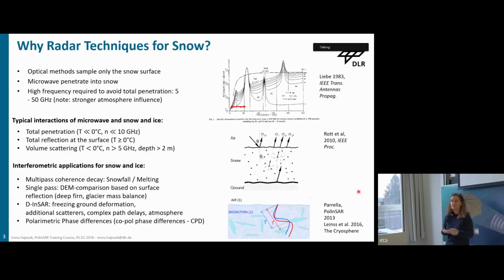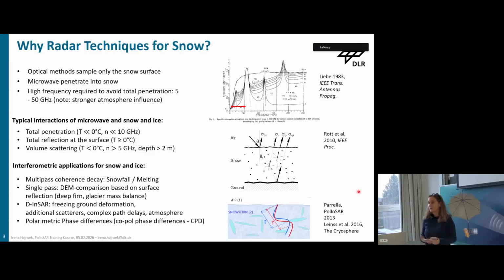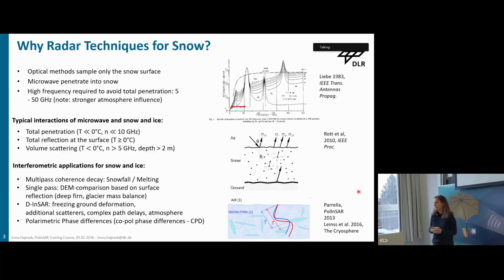We would like to see snow depths. And if you like to see snow depths, you need to penetrate into a volume in order to get information content of the volume. So therefore, the microwaves, it's great because it's penetrating into a snow.